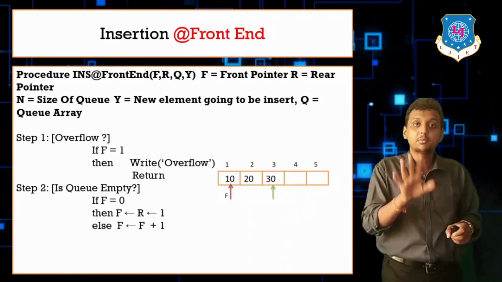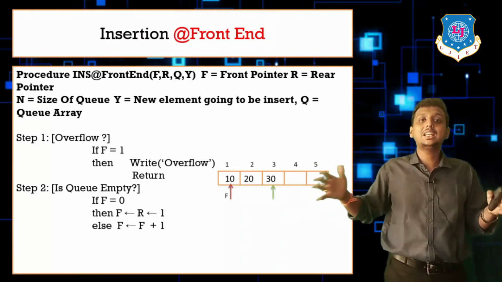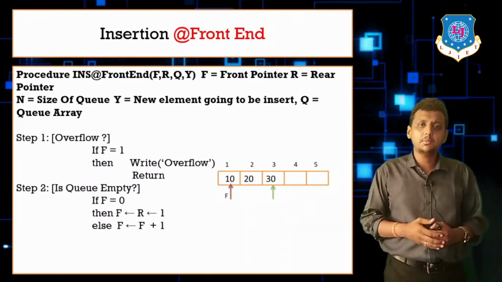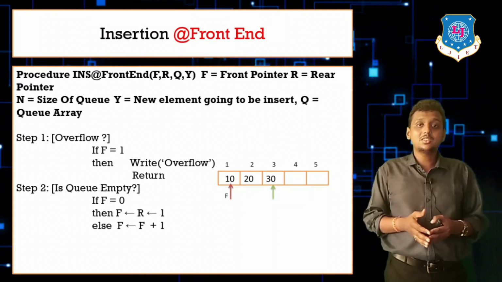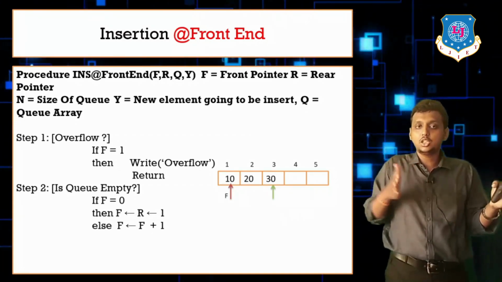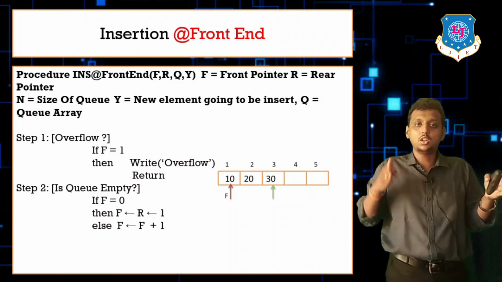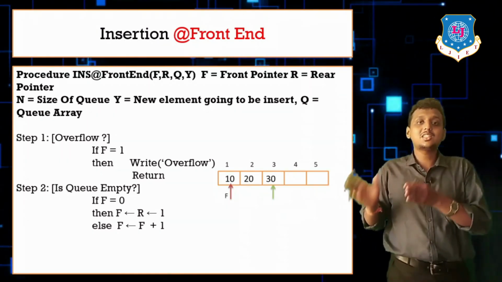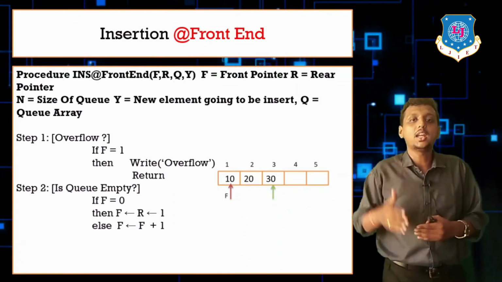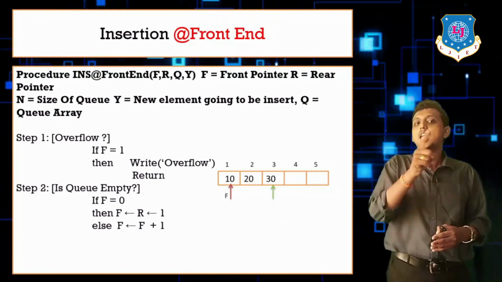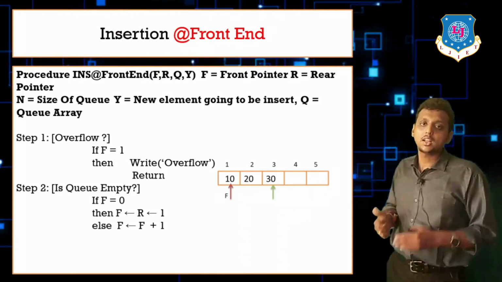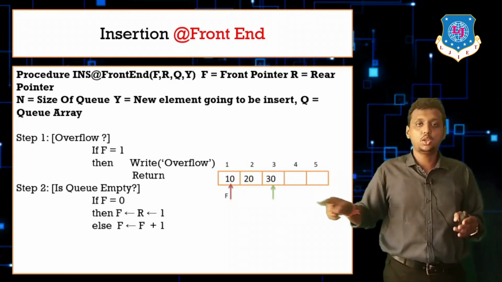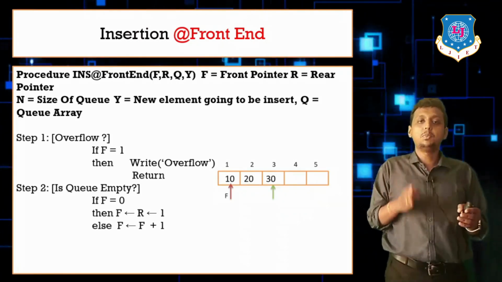But wait, this is the situation when you can directly insert a value because your queue is empty. What if your queue is not empty? When your queue is not empty, you just need to decrement the front pointer from here to here and assign the value Q of f is equal to y. This statement Q of f is equal to y is common in both situations. That's why I'm going to write: if f is equal to 0, then f and r both point to 1, else f should be decremented.